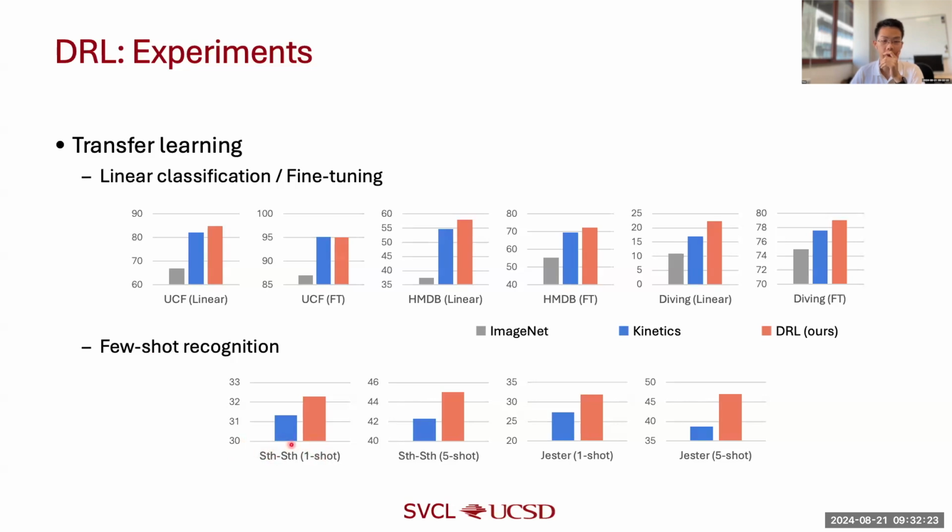We also probed the video representations in a few-shot setting on more temporal-focused data sets such as Something-Something and Gesture. And you can see that the improvement over standard Kinetics training is even more substantial, where 5-shot accuracy, for example, on Something-Something is improved by about 3% and more than 8% on Gesture.